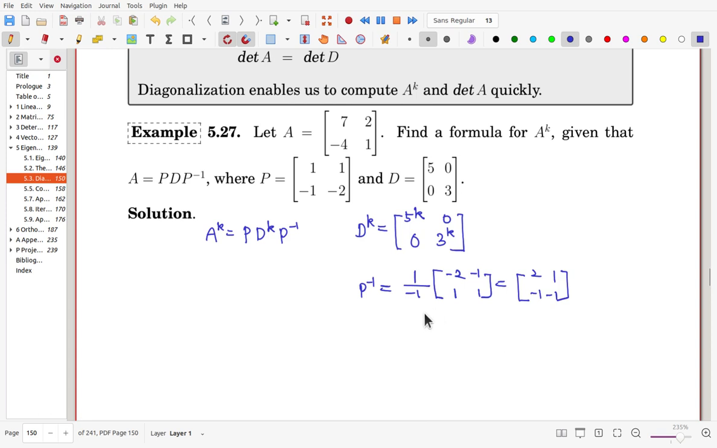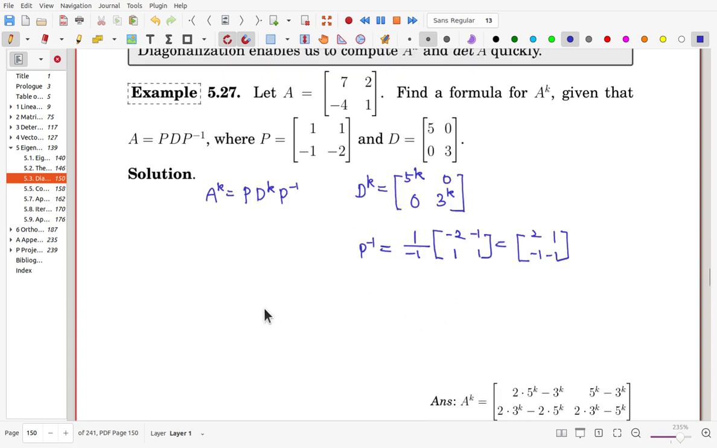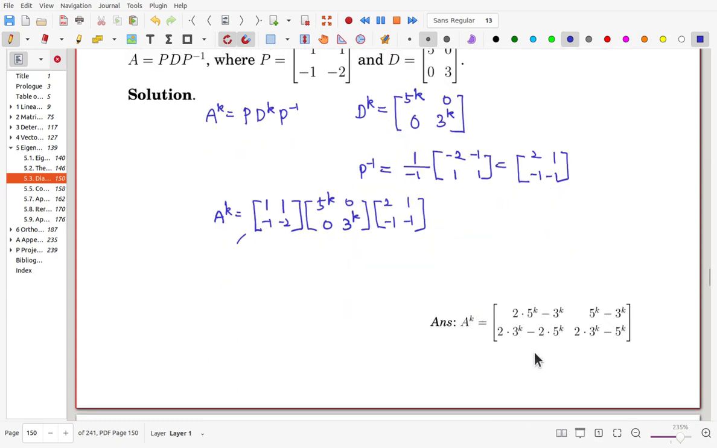That's P inverse. So we can get here A to the K equals P, that is 1, 1, minus 1, minus 2, and D to the K is 5 to the K, 0, 0, 3 to the K, and P inverse, that is 2, 1, minus 1, minus 1. So if you multiply these three matrices, then you'll get the answer. You can finish it yourself.